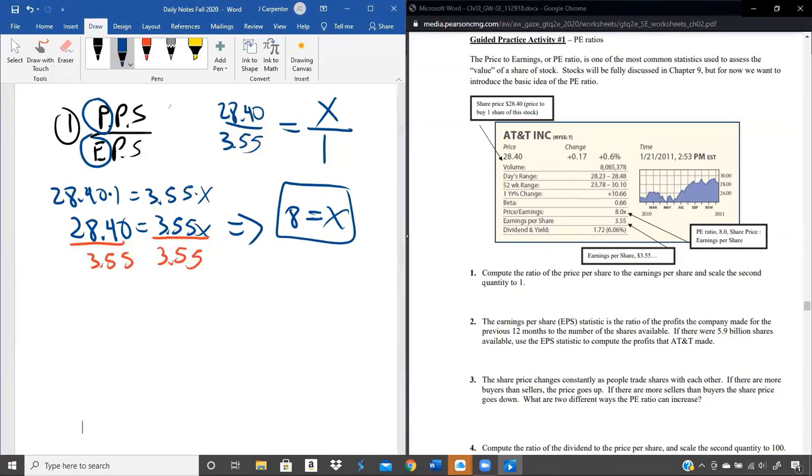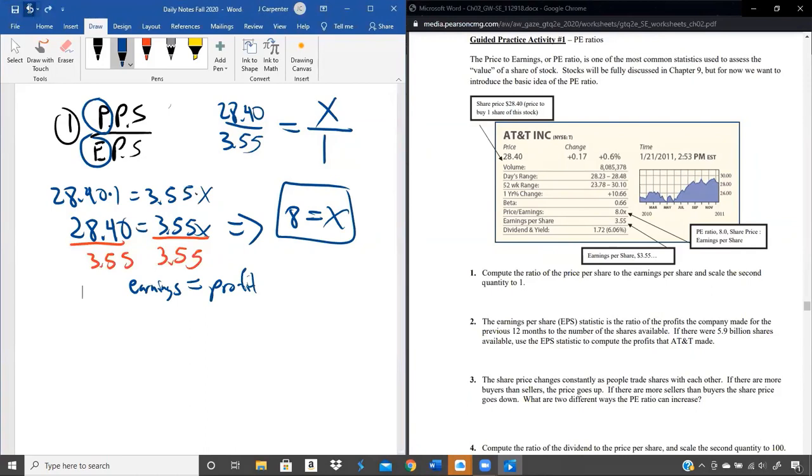All right, so number 2, the earnings per share or EPS statistic is the ratio of the profits the company made. Earnings, profit, remember those two words are interchangeable, but we don't like to go profit per share because that would be PPS, and that's price per share. It would be the same abbreviation for two things. So that's why people really like EPS for that one. Earnings, profit, interchangeable words. So let's use E so that we don't have the same abbreviation twice. That would be extremely confusing.